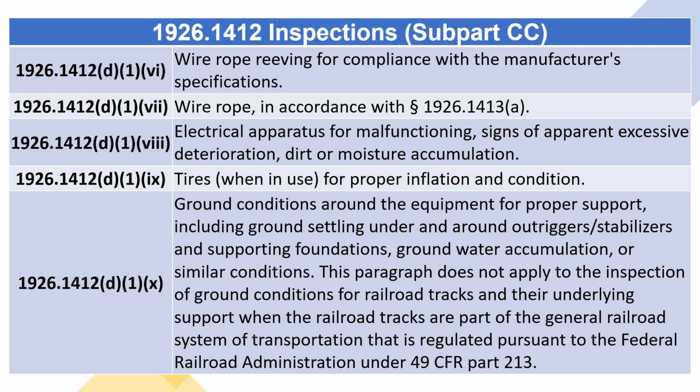Tires, when in use, for proper inflation and condition. Ground conditions around the equipment for proper support, including ground settling under and around outriggers/stabilizers and supporting foundations, groundwater accumulation, or similar conditions. This paragraph does not apply to the inspection of ground conditions for railroad tracks and their underlying support when the railroad tracks are part of the general railroad system of transportation that is regulated pursuant to the Federal Railroad Administration under 49 CFR Part 213.